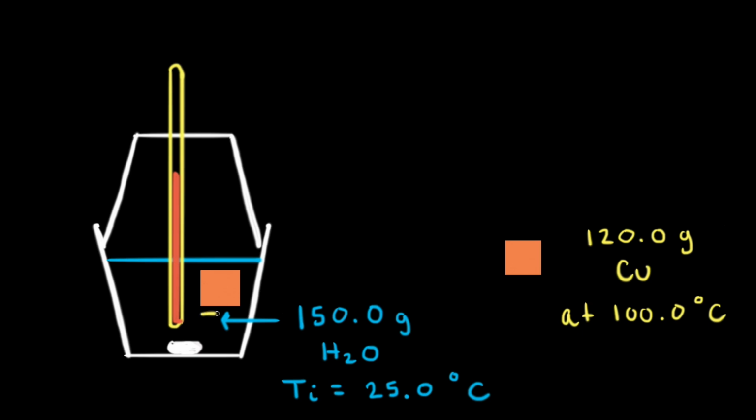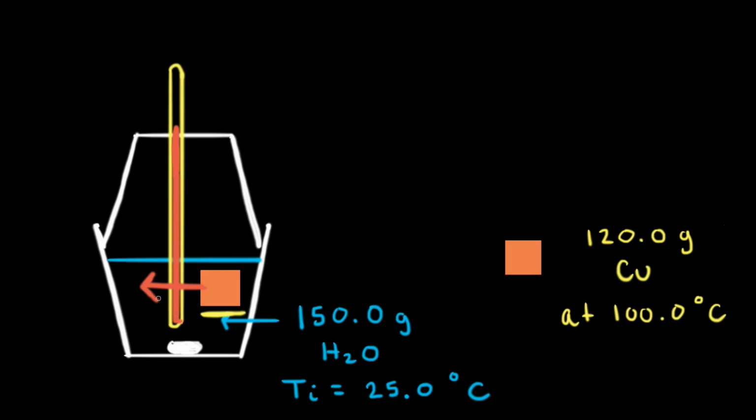Here we can see the copper block has been added to the calorimeter, and since the copper is at a higher temperature than the water, heat flows from the copper block to the water, and therefore the temperature of the water will increase, which we will see on the thermometer. Heat is transferred from the copper block to the water until thermal equilibrium has been reached.